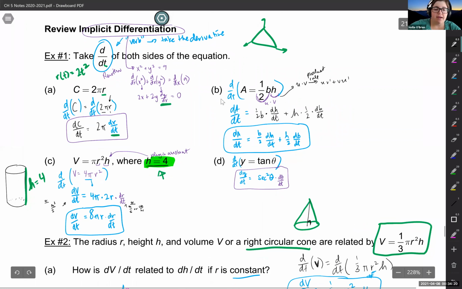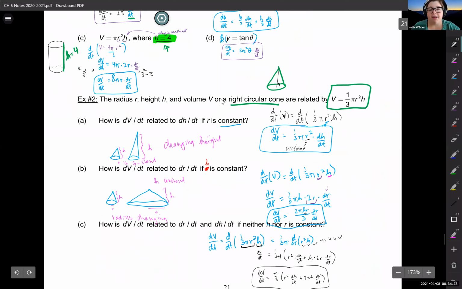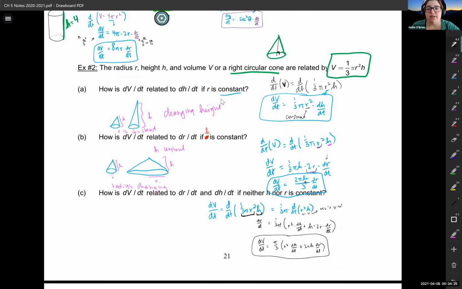Then we talked about, okay, well, what happens if something's being held constant? So if I'm not changing my radius, then literally the rate of change of the radius is 0. Like I don't need a dr dt if r is not changing.